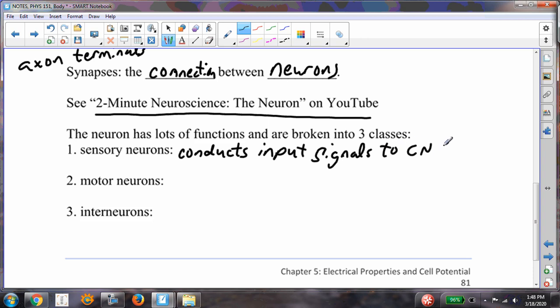Oh no, this is really hot. And the sensory neurons take that information and send it to the brain or the spinal cord. The motor neurons conduct CNS signals, central nervous system signals. Remember, CNS, central nervous system. PNS is peripheral nervous system. So the motor neurons conduct central nervous system signals to the effector organs.